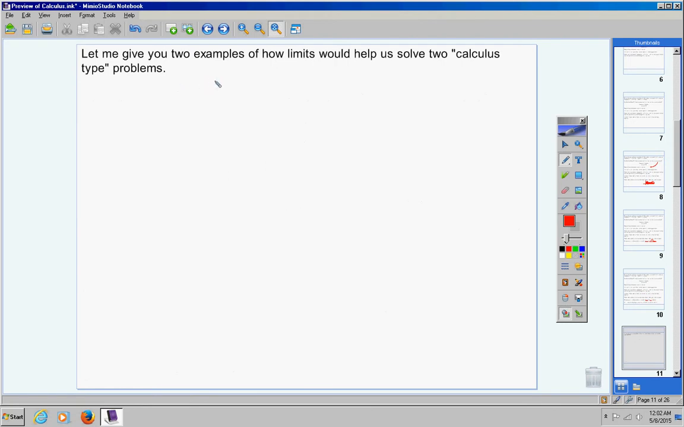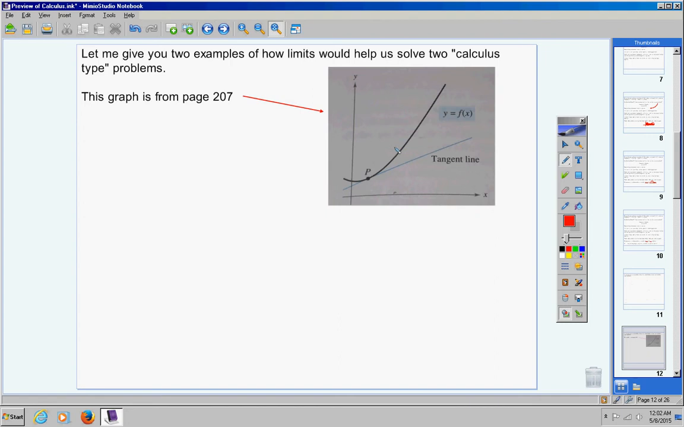Let me give you two examples of how limits would help us solve two calculus type of problems, okay? So please take some really good notes on this. Now, I know you probably don't want to draw this picture, but you can put in your notes, page 207. You can also turn over there. Now, this graph is from page 207.